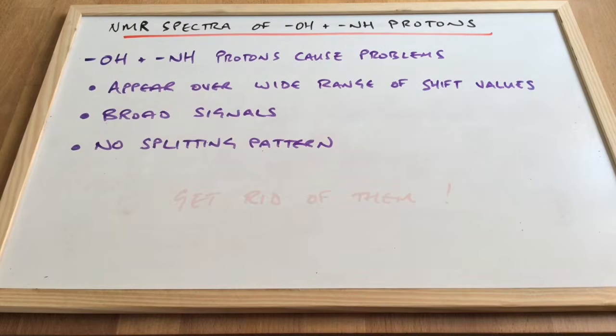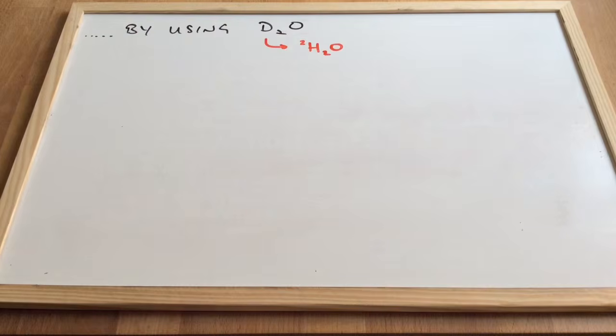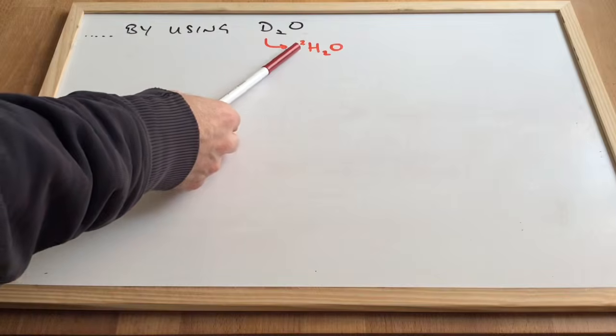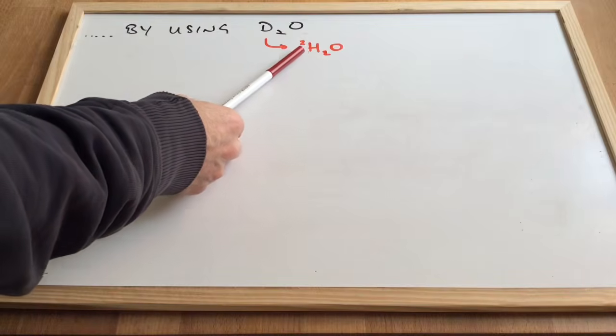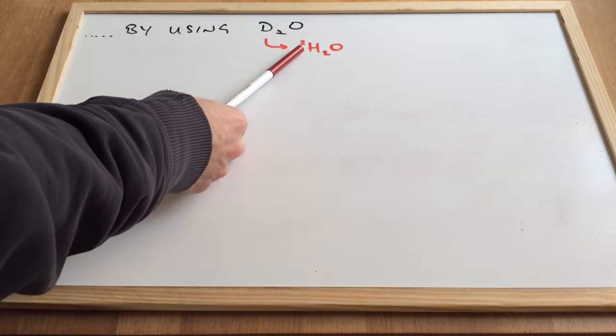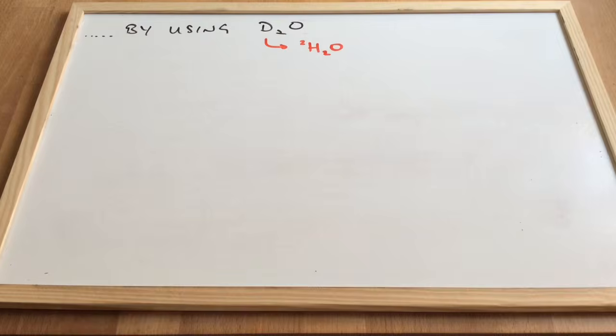So the best thing to do is to get rid of them. And they do that by using a substance called D2O, also known as heavy water. Basically all it is, is a water molecule where the regular proton, so hydrogen 1 isotope, is removed and replaced with the hydrogen 2 isotope, which is called deuterium.